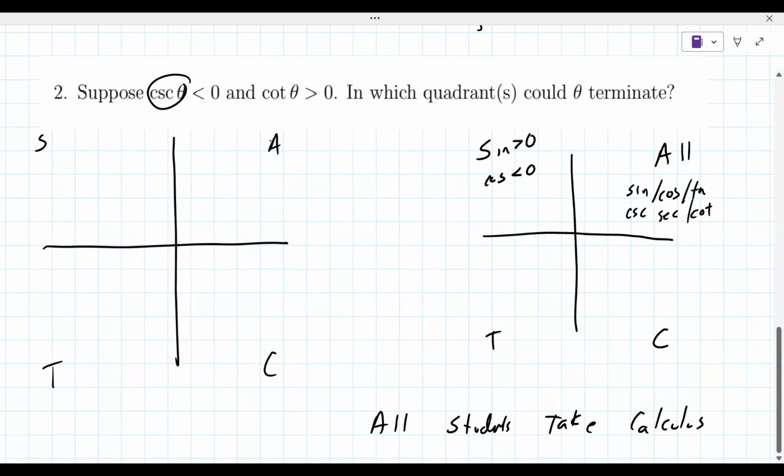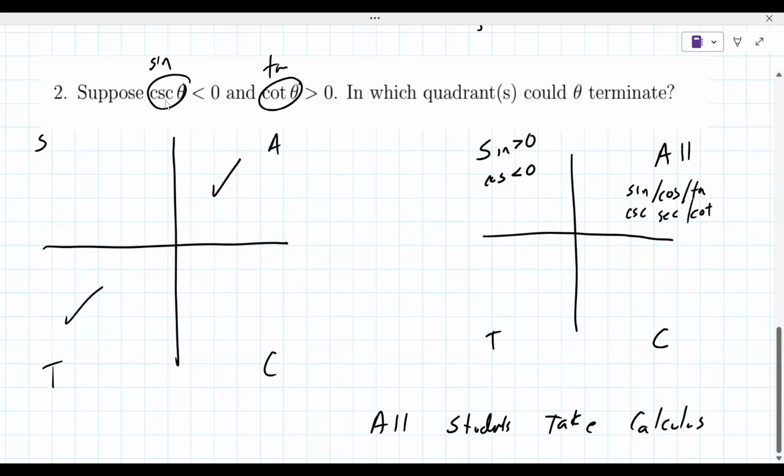So cosecant is really like sine, and cotangent is really like tangent because they're reciprocals. So the positive one's easier. Where is tangent positive? Well, it's positive in the first quadrant because everything's positive. It's positive in the third quadrant because tangent is positive. That's what the T stands for.